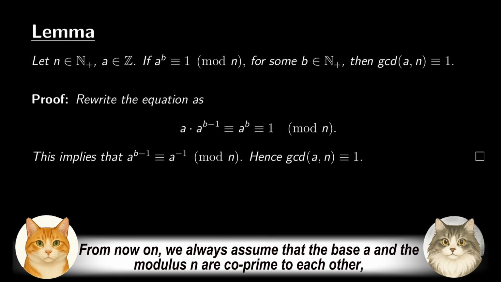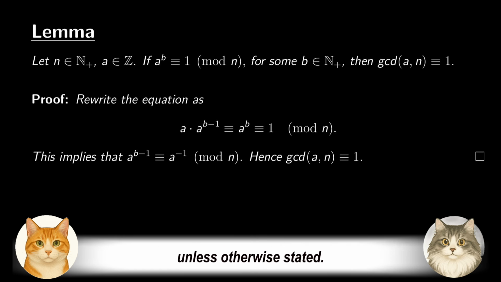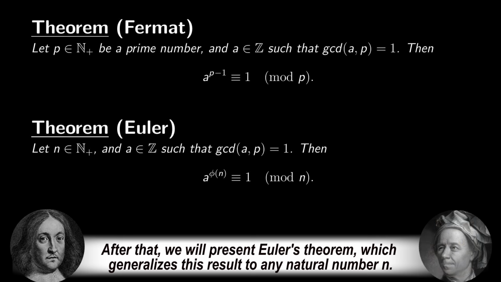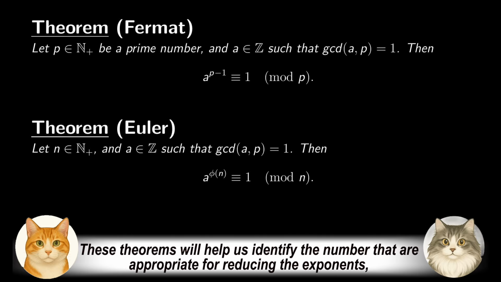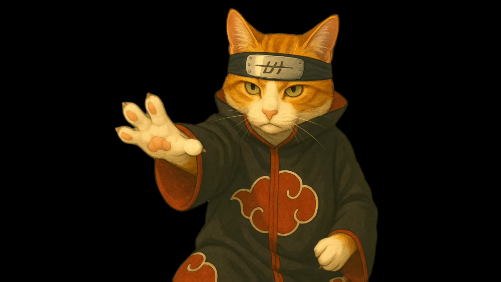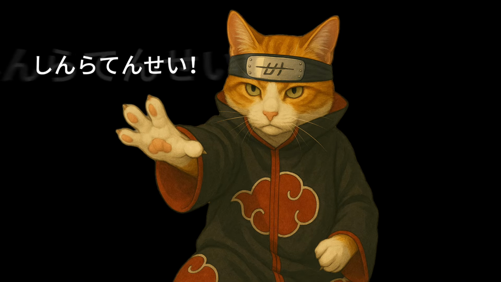From now on, we always assume that the base a and the modulus n are coprime to each other, unless otherwise stated. In the next few sections, we begin with Fermat's little theorem, which applies when n is a prime number. After that, we will present Euler's theorem, which generalizes this result to any natural number n. These theorems will help us identify the numbers that are appropriate for reducing the exponents and simplifying the computation of modular exponentiation.